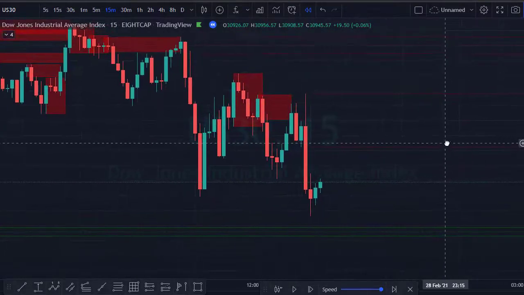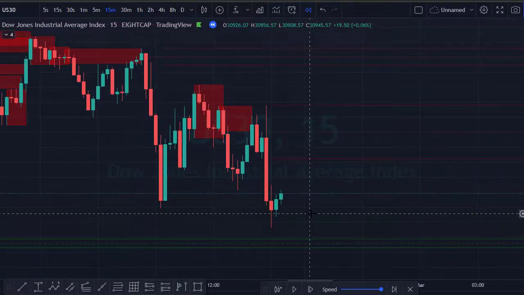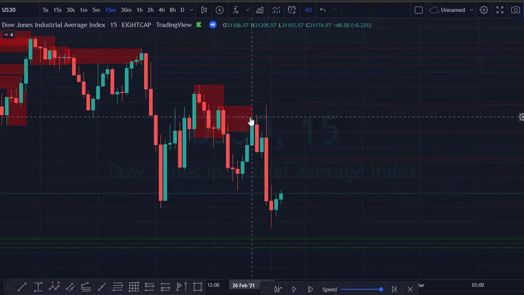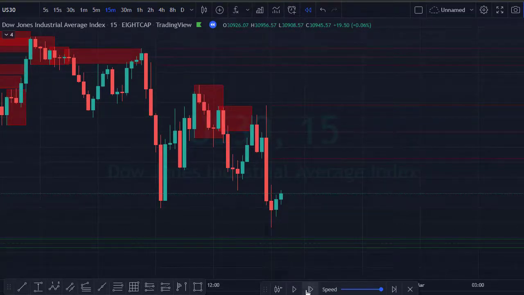Excuse me. And instantly I see it's red, so what am I doing? I'm only selling. Okay? Look at this last one. It literally came up, shot straight down, right? Let's look at this area right here.